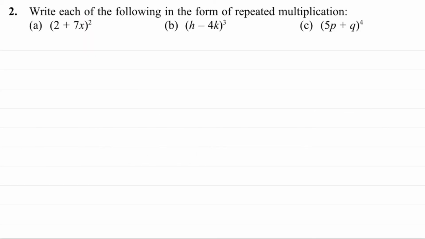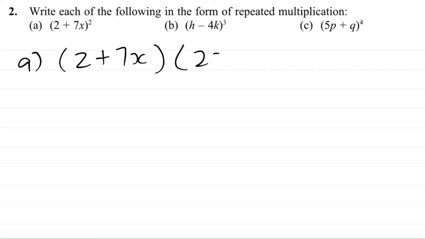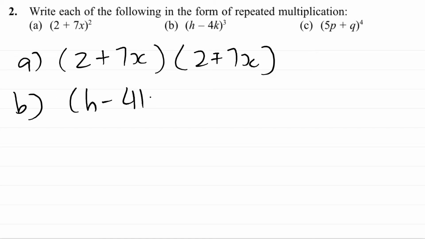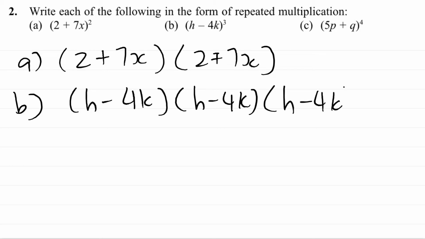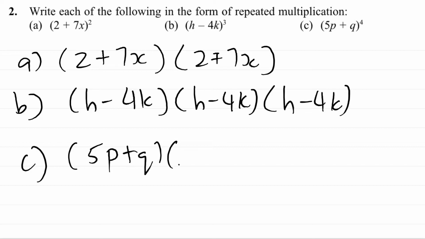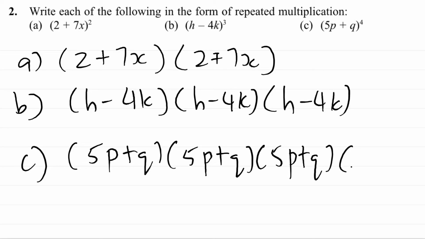Macam tu je. Okay. Now, write each of the following in the form of repeated multiplication. So, kalau ni kuasa 2, so maksudnya dia adalah 2 tambah 7x tu didarabkan dengan 2 kali. 2 tambah 7x macam tu. Dan kalau B tu dia adalah H tolak 4K, H tolak 4K, and also H tolak 4K. Dan C, 5P tambah Q, 5P tambah Q, 5P tambah Q, dan 5P tambah Q.